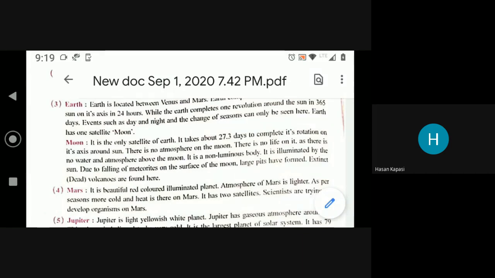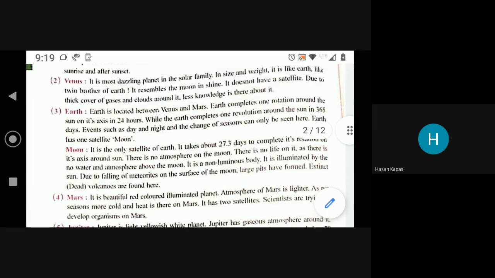We have very little knowledge because of the cover of gases and clouds around it.